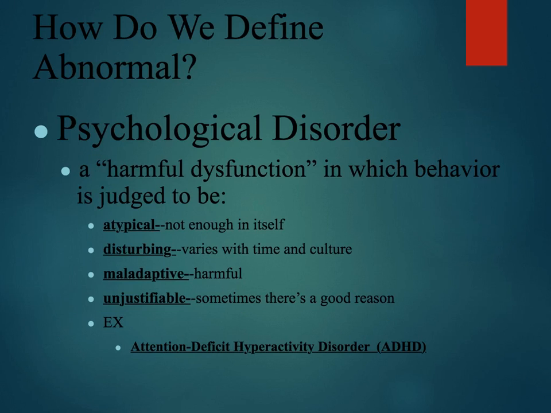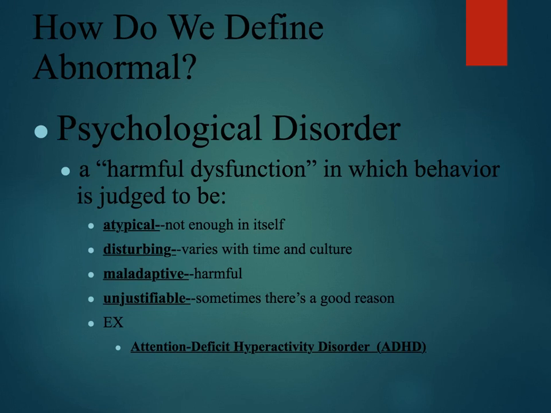A psychological disorder is a harmful dysfunction in which behavior is judged to be atypical, disturbing, maladaptive, and unjustifiable. Now, it's important to know that atypical behavior is not enough in itself to classify as disordered. It needs to include all of these components.